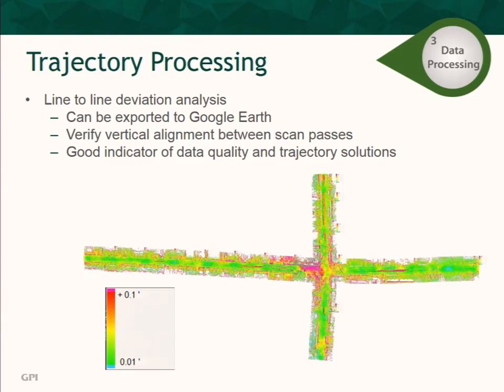All of these scans are overlapping each other. So if we're scanning one lane and then driving another one, this overlap we have to make sure to account for. You don't want vertical difference between the scans. It's a good indicator of data quality and trajectory results once we see it. You can see what kind of deviation we're talking about here, from hundredths to a tenth. We're chasing 2/100ths of a foot.